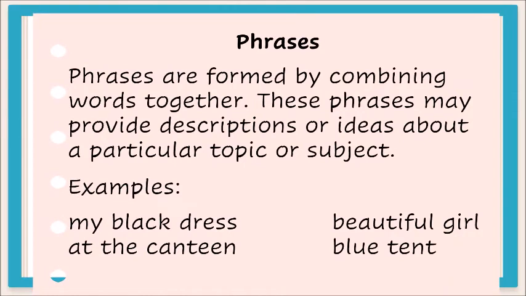Phrases. Phrases are formed by combining words together. These phrases may provide descriptions or ideas about a particular topic or subject. Examples are my black dress, beautiful girl, at the canteen, blue tent.